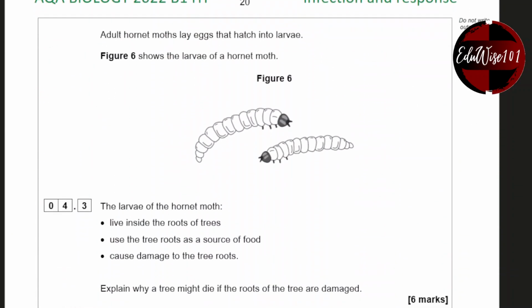Next question. Adult hornet moths lay eggs that hatch into larvae. Figure 6 shows the larva of a hornet moth. The larvae of the hornet moth live inside the roots of trees, use the tree roots as a source of food, and cause damage to the tree roots. Explain why a tree might die if the roots of the tree are damaged.